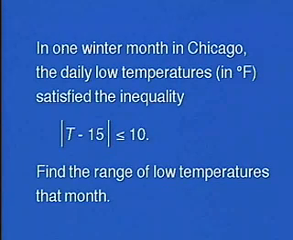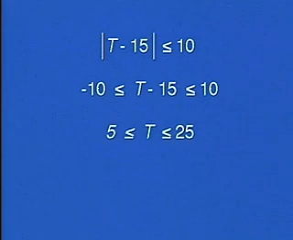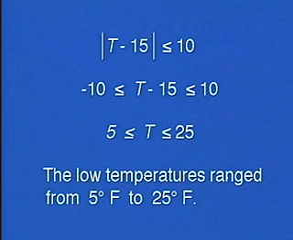Well, this is an absolute value inequality, and we know that we need to rewrite it that T minus 15 will be between negative 10 and plus 10. Now, to solve this three-part inequality, we simply add 15 to each part. Our solution set then gives us the set of low temperatures which ranged from 5 degrees Fahrenheit to 25 degrees Fahrenheit.